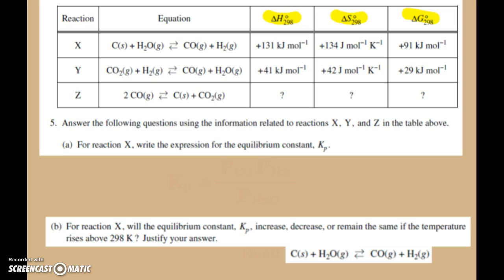First up, for reaction X, we want the expression for the equilibrium constant, Kp. Now since it says Kp, try to use pressures. If you used brackets, it probably wouldn't be the end of the world. You'd probably still get the point, but when it says Kp, we're going to look at our reaction X, products over reactants, and again, we only want the gases. Sorry, carbon, you're not invited. So that will be our Kp expression.